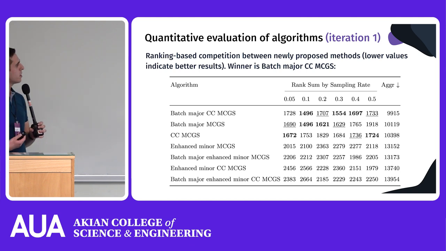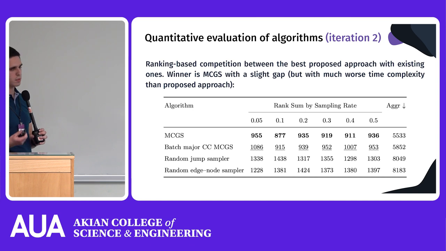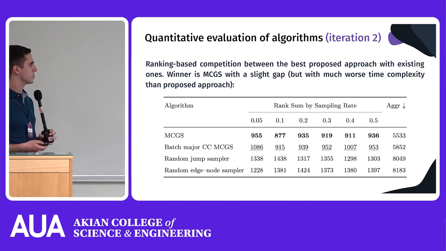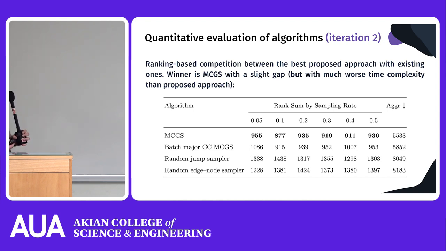So what we did, we picked batch major CCMCGS and tried to compare it with the existing state of the art algorithms. And here we can see that MCGS still leads, and it's a little bit up from our approach by the final number of points. But the difference is not that big, and also taking into account that with our approach, especially with the batch major step, we make our algorithm more than 10 times faster, we concluded that this is a pretty good and sufficient result.